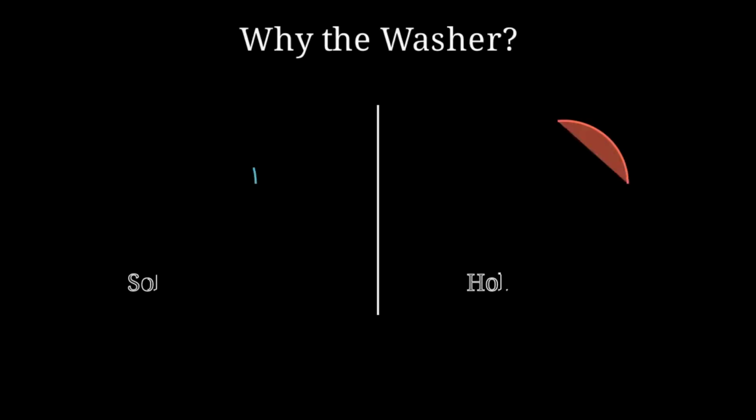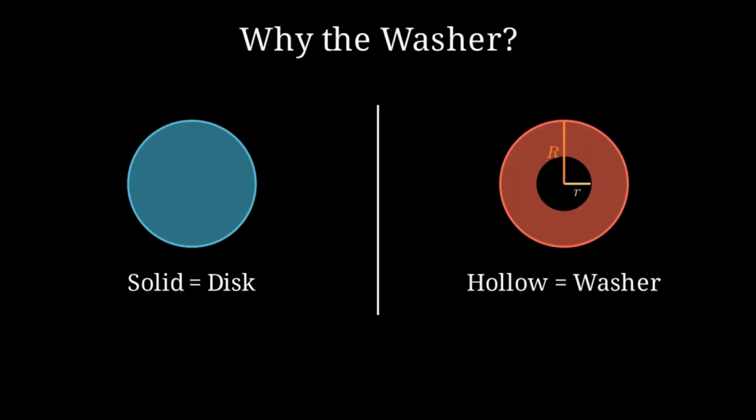When we rotate a region that does not touch the axis of revolution, we create a hole in the center. Think of it like a donut or a pipe. To find the volume, we subtract the volume of the inner empty cylinder from the outer solid cylinder. Understanding this geometry is the key to mastering the washer method.